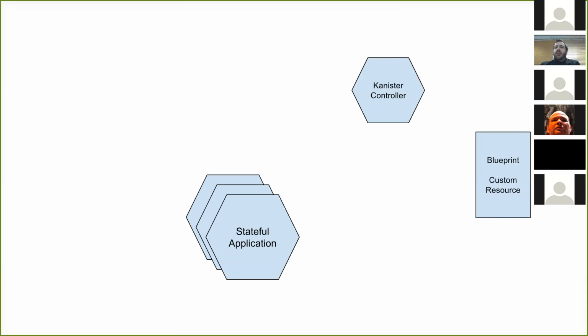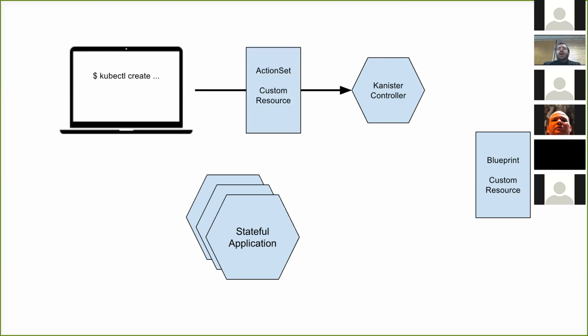Let's say you have a Kubernetes cluster set up. We have a stateful application. We've deployed the Canister controller. We've already installed the blueprint. If I want to perform an operation, I can just use kubectl to create an action set. Because it's a CRD, it looks just like any other Kubernetes API object. The controller will see that we've created an action set. It will then take all the inputs and look up in the blueprint to see how to perform the operation. In this case, we're going to run kubeexec, which is a Canister function similar to kubectl exec. This means that we can go run any operation inside containers that are currently running.